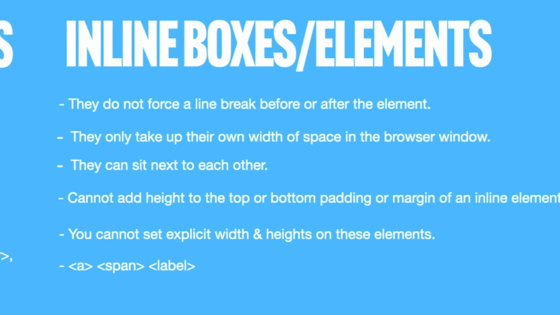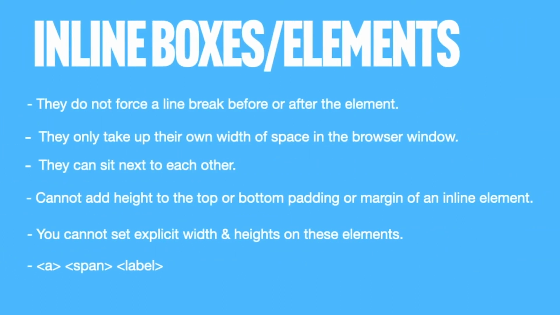So just to run through some of the characteristics of inline elements. They don't force line breaks, they only take up their own width of space in the browser window, and because of that they can sit next to each other. The whole point of an inline element is that it flows with the page. And because of that, obviously, you can't add height to the top or bottom margins or top and bottom padding. You can add the padding and the margins, but they just have no effect on surrounding top or bottom elements. You also cannot set explicit widths or heights on these elements, and some examples of default inline elements are A tags, hyperlink tags, span tags, and labels.